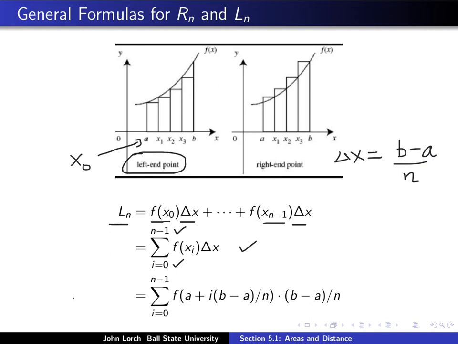And then in the third equation, all we're doing is writing x sub i in terms of a, n, b, and i, just as we did on the previous slide, and delta x, as we mentioned a few moments ago, is (b minus a) over n.